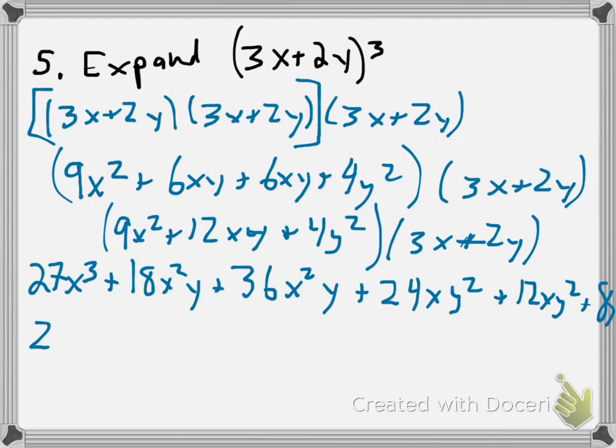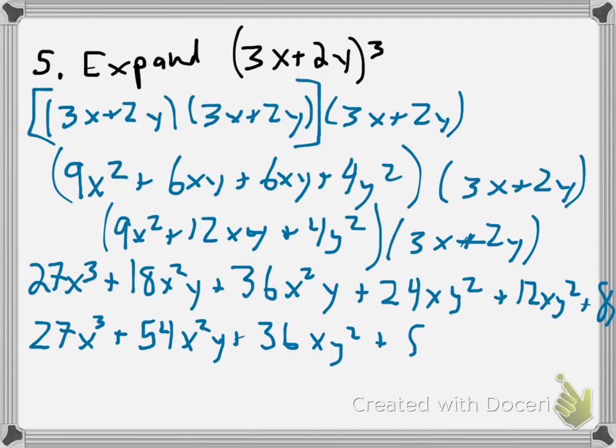So lastly, let's combine like terms. So 27x cubed plus, oh man, what's 18 plus 36? 54, right? 54x squared y. And then how many xy squared terms do I have? 24 plus 12 is 36xy squared. And then lastly, plus 8y cubed.